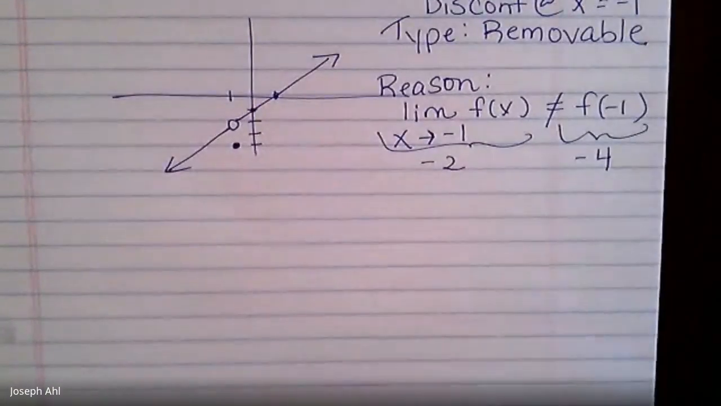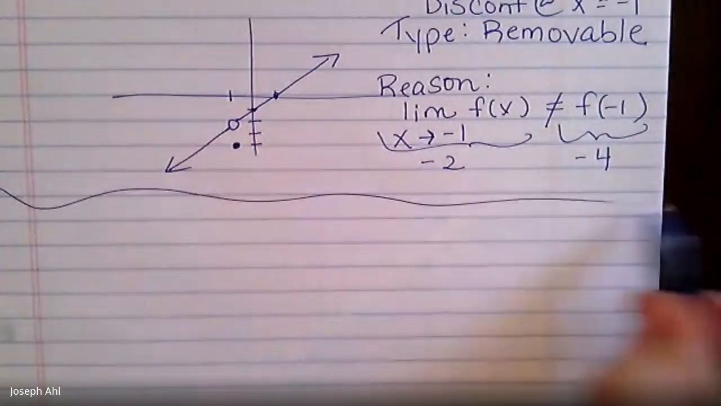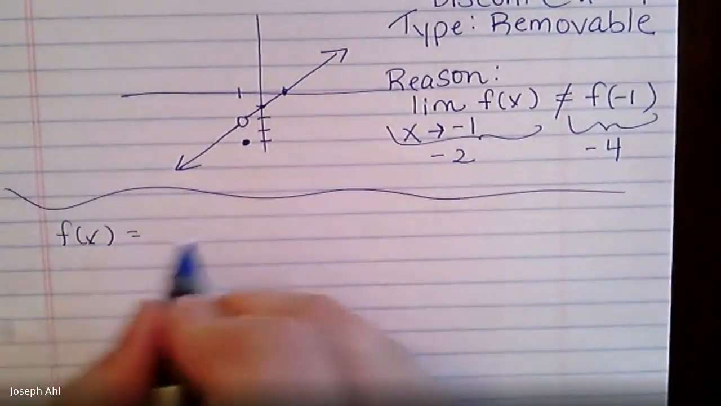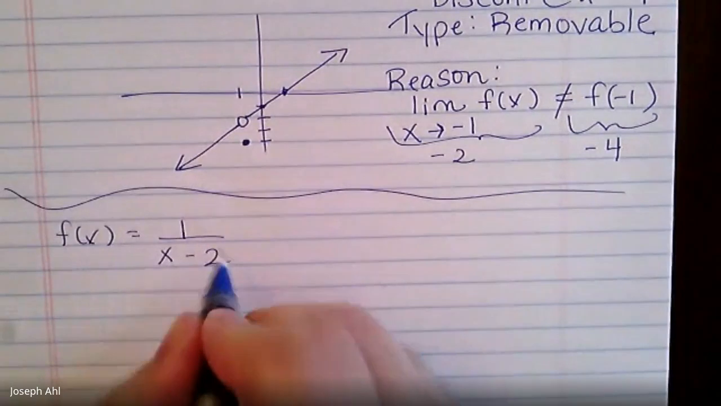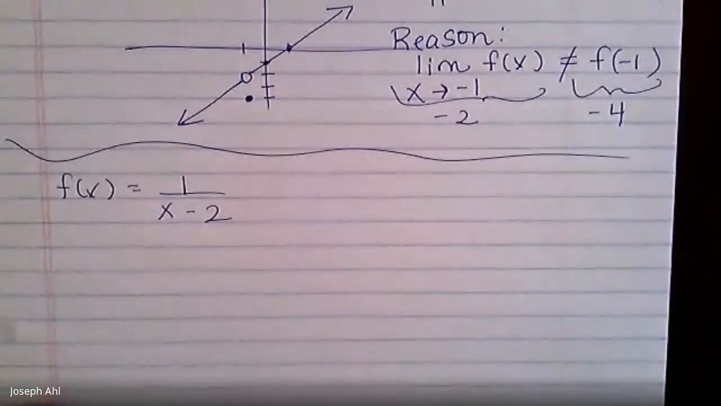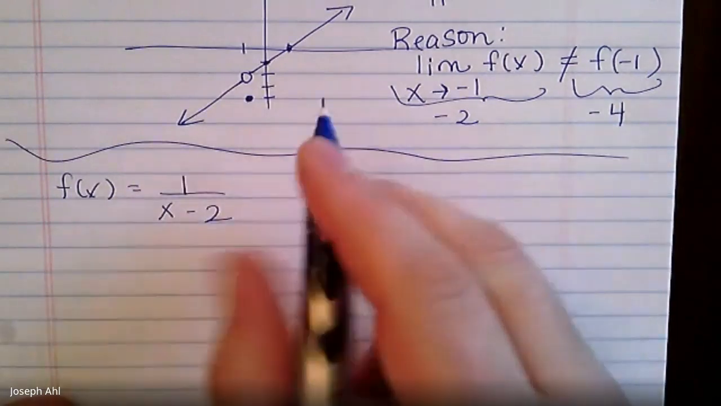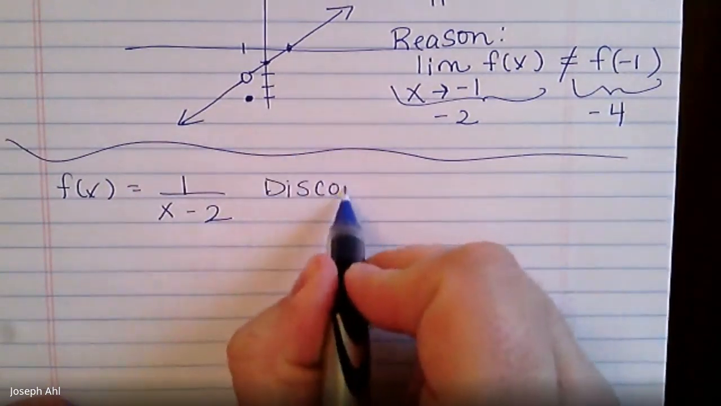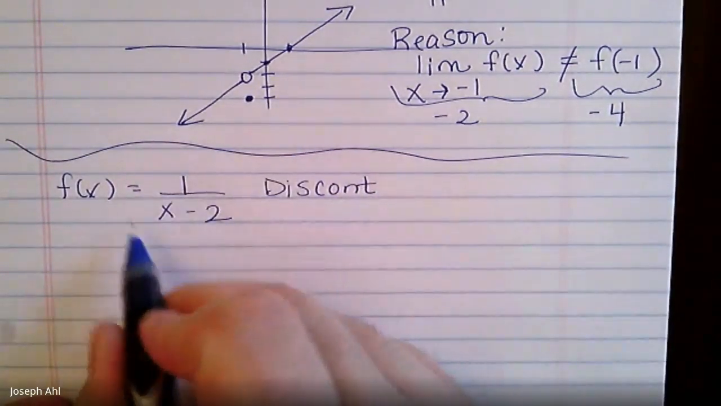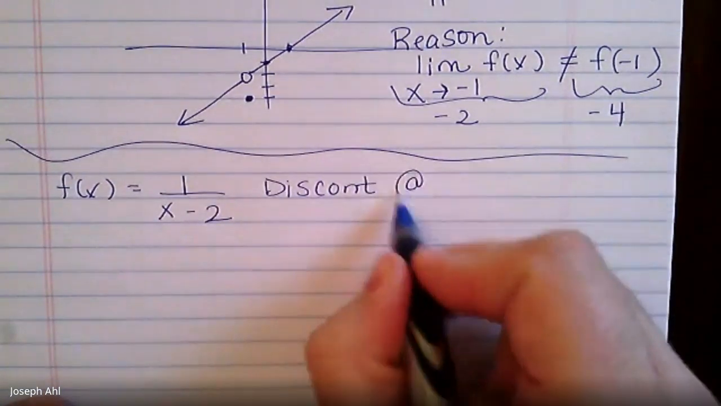If I were to give you the function, let's say f of x equals 1 over x minus 2, and I ask you, is this discontinuous anywhere? Anytime you see a fraction, I'm hoping you're thinking, yeah, it's definitely discontinuous where whatever x value makes the denominator equal 0.